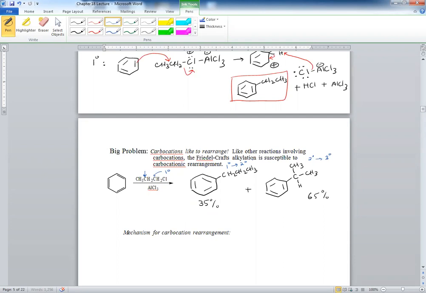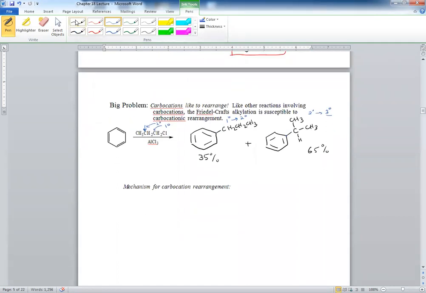carbocation, but it shifted, became a secondary carbocation, and then it actually made a secondary alkyl product, versus this was a secondary, and after the reaction took place, it became a tertiary alkyl group, an alkyl compound with a benzene, because there's a carbon right here. So the question is, how does that take place? So there is a mechanism for rearrangement.